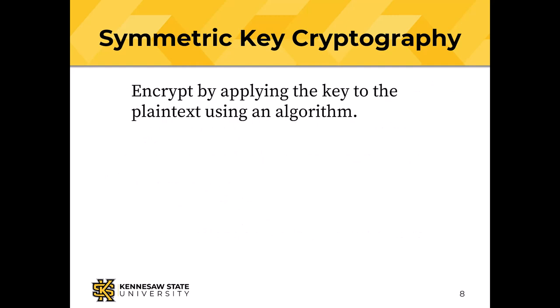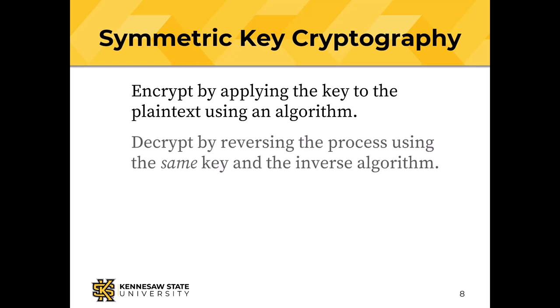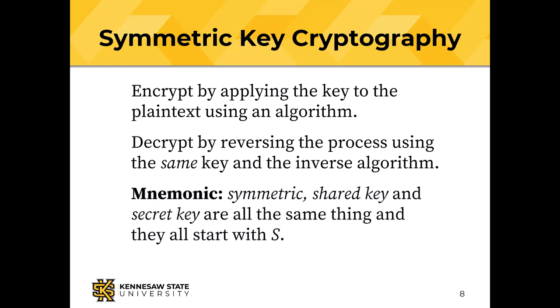Okay, so with symmetric key cryptography, I encrypt by applying key and algorithm to the plain text. So key and plain text go into the algorithm, ciphertext comes out. I decrypt by reversing the process. I use the same key, but the inverse algorithm. So here's how you remember that. Symmetric, shared key, and secret key are all the same thing, and they all start with the letter S.